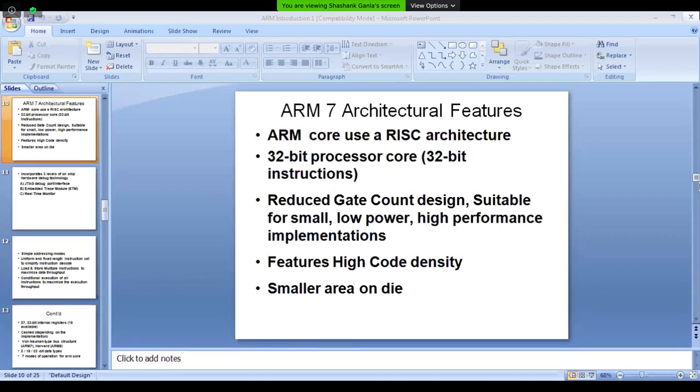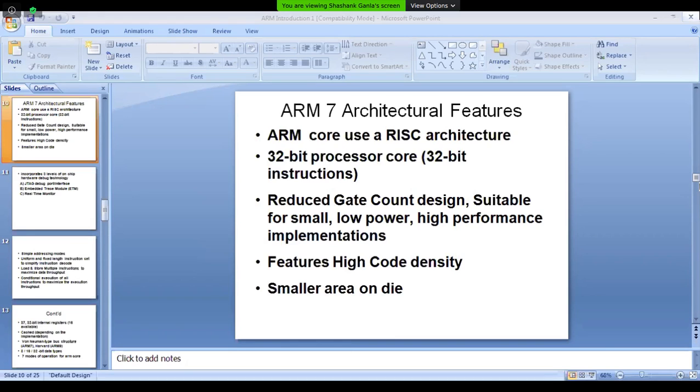So the point here is, when an application is written using the Thumb instruction set, it takes less space in the memory of the ARM architecture. That is what we mean by high code density. High code density implies that more instructions can be accommodated in the given space of the ARM memory if the program is written using the Thumb instruction set. That is called high code density.